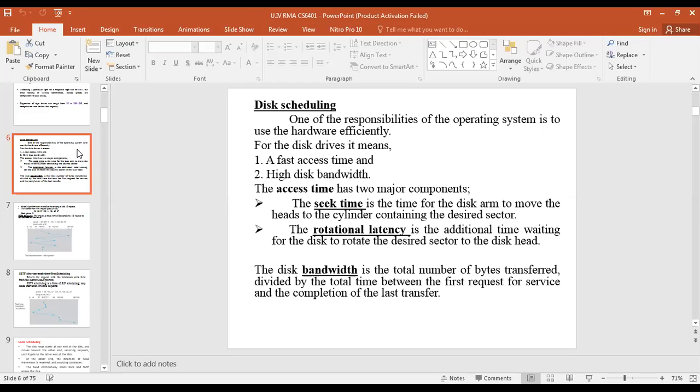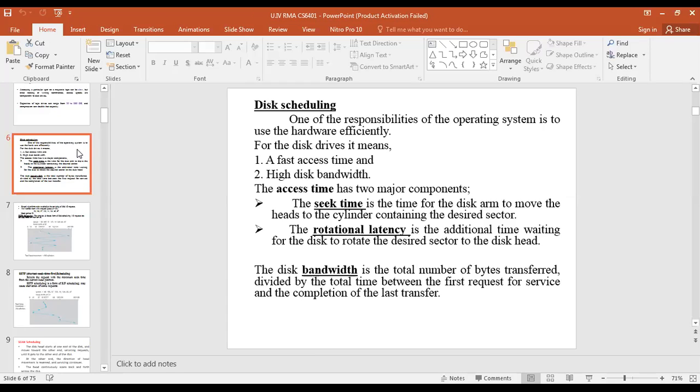One of the major responsibilities of the operating system is using the hardware efficiently. If you think of the disk drive as hardware, the main responsibility of the operating system is how we can use the disk efficiently. Disk efficiency depends upon two factors, fast access time and high bandwidth. Access time is again divided into two major components. One is seek time, the other one is rotational latency.